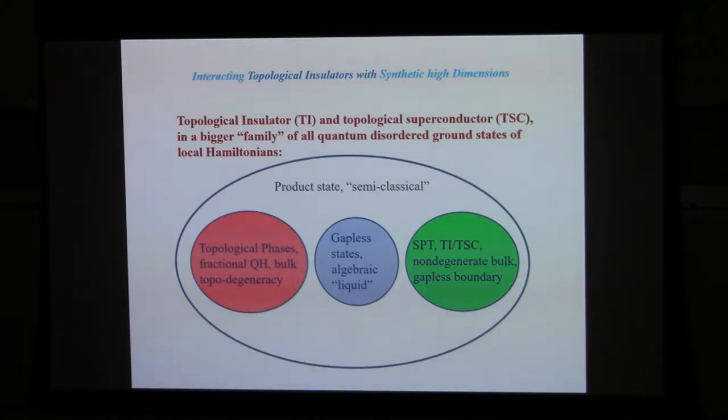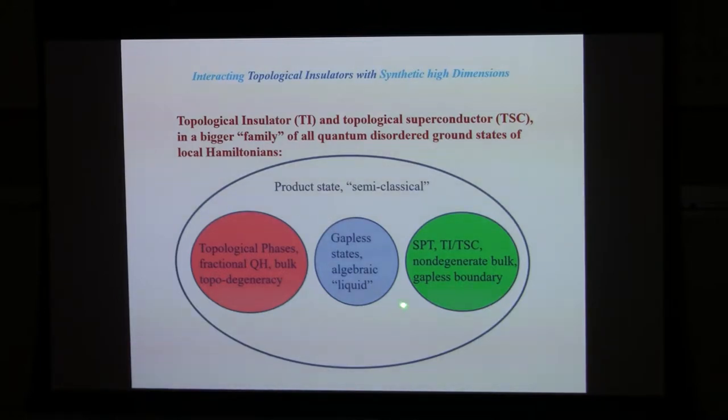The most famous example is the topological phase. For example, the fractional quantum Hall states have a topological degeneracy in the bulk, and the degeneracy only depends on the topology of the bulk manifold, and they also have many different kinds of anyons. So this kind of state is called a topological phase. They are generally different from the product state.